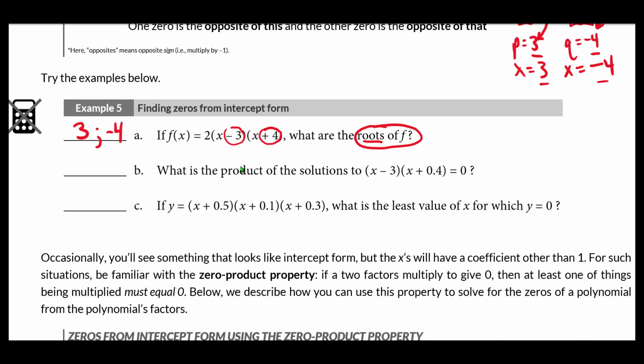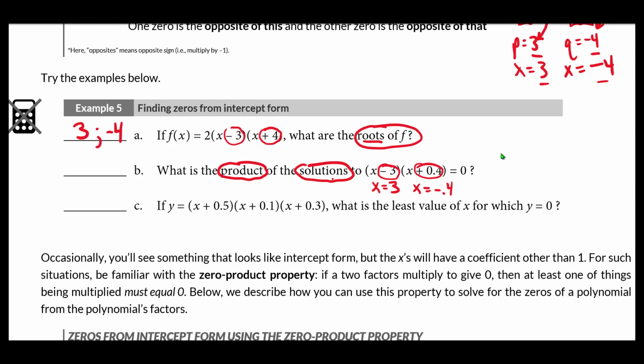What is the product of the solutions to x minus 3, x plus 0.4? So again, we're just going to take the opposite of this. So one of our zeros, one of our solutions, remember solutions is synonymous with zeros, we are going to write x equals 3. That's the opposite of negative 3. And then we are going to write x equals negative 0.4. Those are our two solutions. Those are our two zeros.